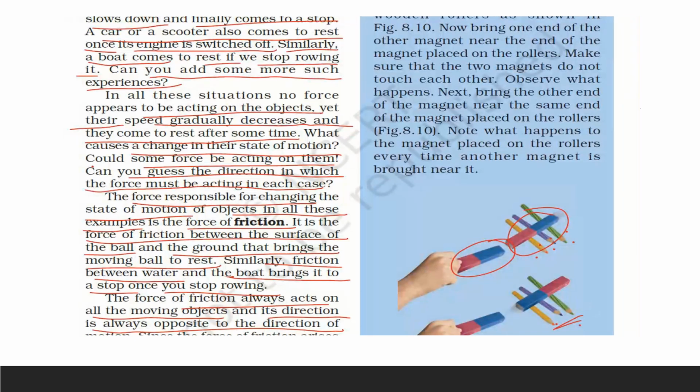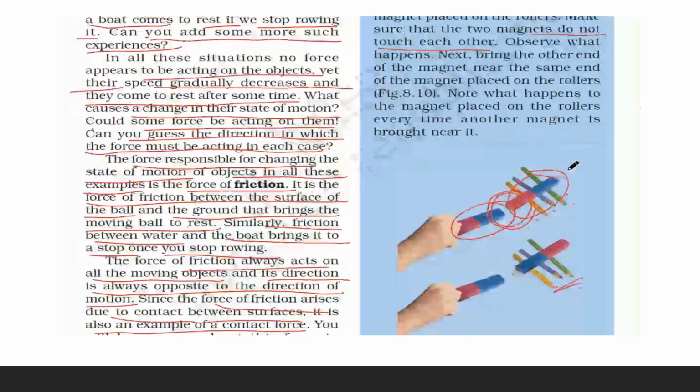So what is happening here? Now make sure that the 2 magnets do not touch each other. So there is a gap in between the 2 magnets. They are not touching each other. And now bring the other end of the magnet near to the same end of the magnet placed on the rollers. Note what happens to the magnet placed on the rollers every time another magnet is brought near to it.